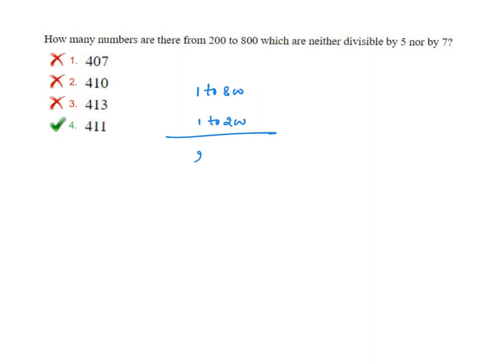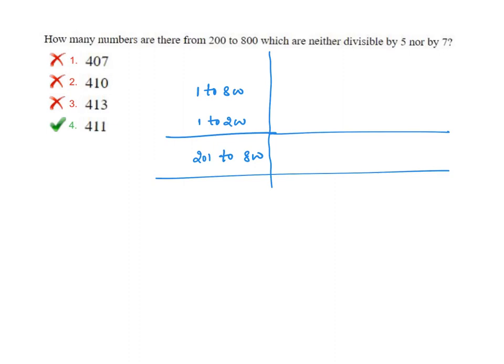Then after 201 to 800. Anyway, 200 will not be there in our answers. First we look at the numbers which are divisible by 5. Look at how many numbers are divisible by 5. In between 1 to 800, you divide 800 by 5, it is 160. How many numbers from 1 to 200 will be divisible by 5? There are 40 numbers. So from 201 to 800, there are 120 numbers.